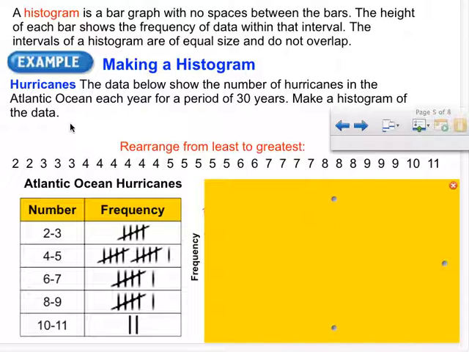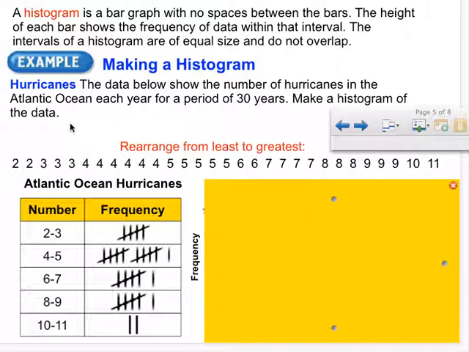So the first interval was 2 and 3, 2 numbers. The second interval was 4 and 5, 2 numbers. Then 6 and 7, 8 and 9, 10 and 11. Now, they didn't change it at all for the intervals. It was 2 values for each interval. And then they added up those frequencies.